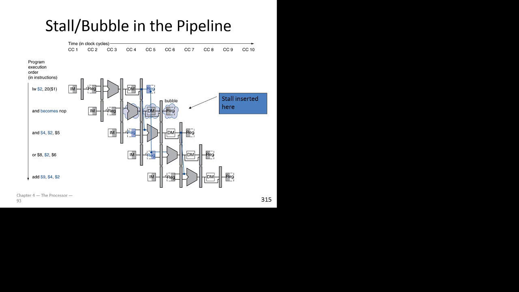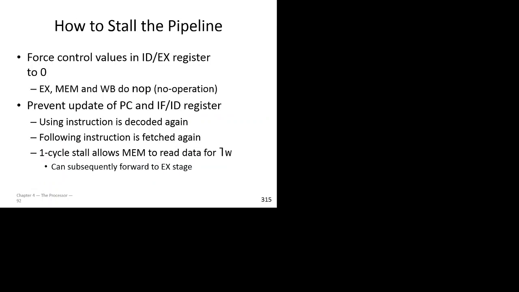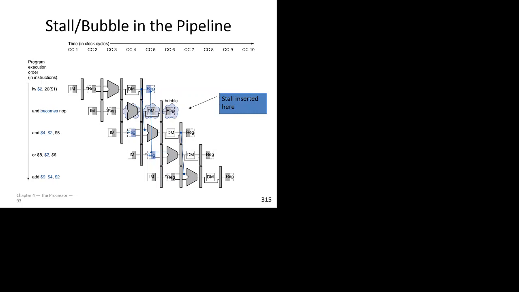And the text shows it as little bubbles, stall bubble. So right here you can see it just does the last slide. So this presumes that our initial set of commands was load word and add. It detected the hazard and inserted a no-op. It drops the and down, inserts the no-op here, and it just executes the and one clock cycle later.